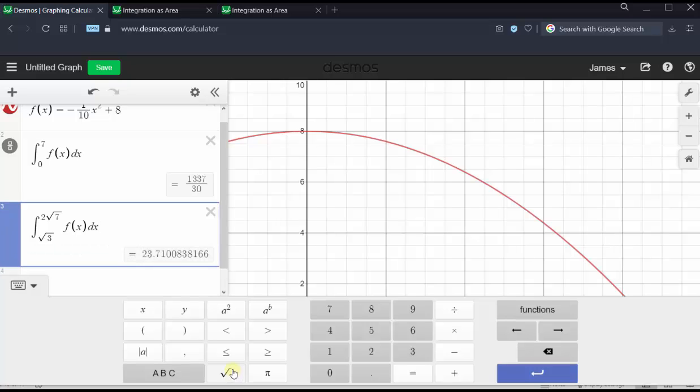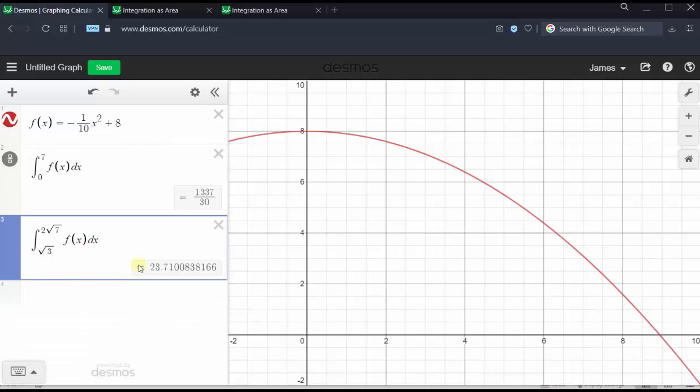And the approximate value is 23.7101 to 4 decimal places. Notice in this case, the exact solution is not available because we have irrational limits of integration. But the function is still non-negative over this interval, and therefore this would be the area under the curve over this interval. Let's go ahead and record the approximate value of this definite integral to 4 decimal places.